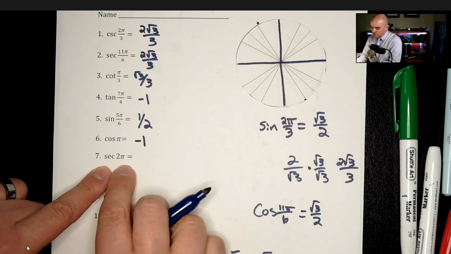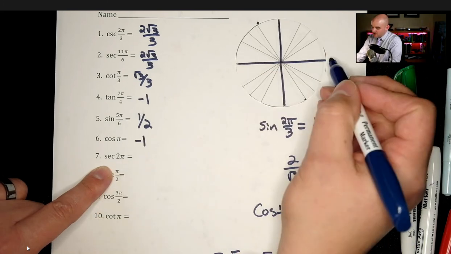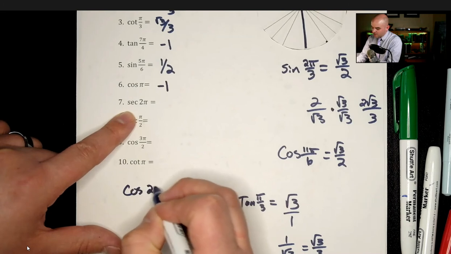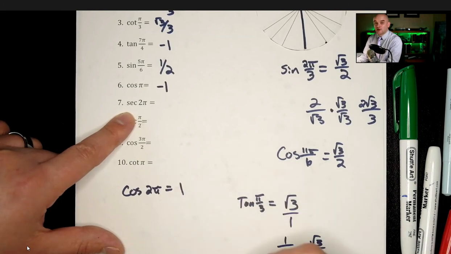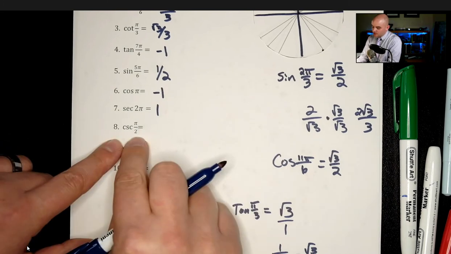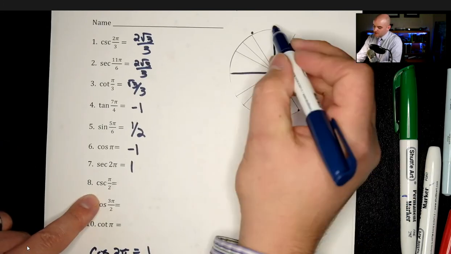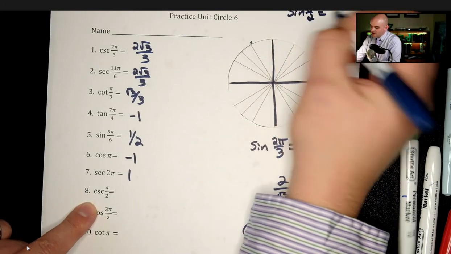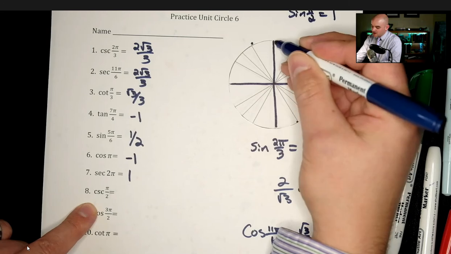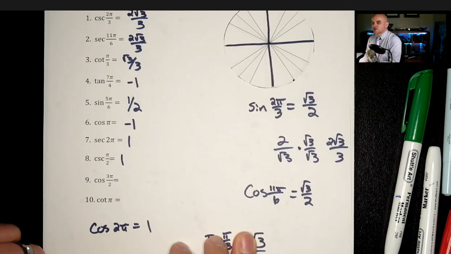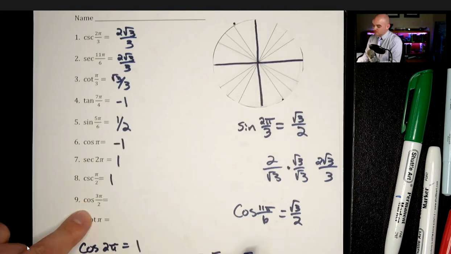The secant of 2 pi. Right here is 2 pi. What's the cosine of 2 pi? Well, the cosine of 2 pi is 1. So if I flip that, I still get 1. Secant is also 1. The cosecant of pi over 2. Right here is pi over 2. And so what is the sine of pi over 2? Well, that equals 1. It's your y value. Once again, if you flip 1, you get 1 still. So that's your cosecant.